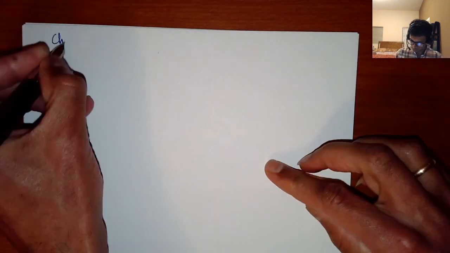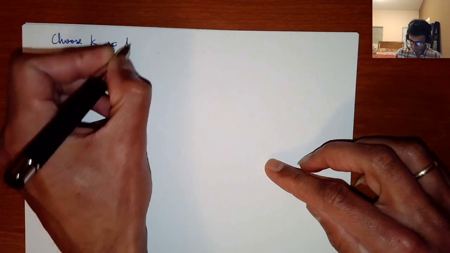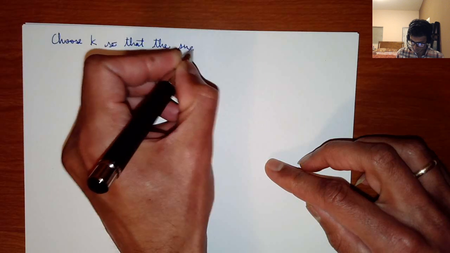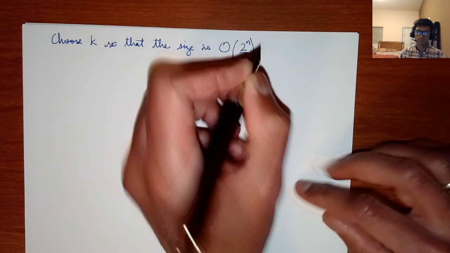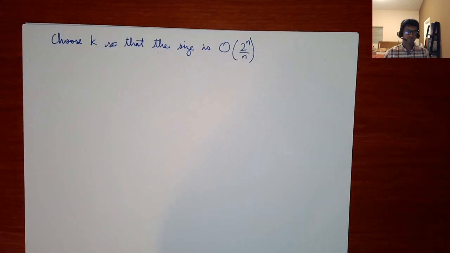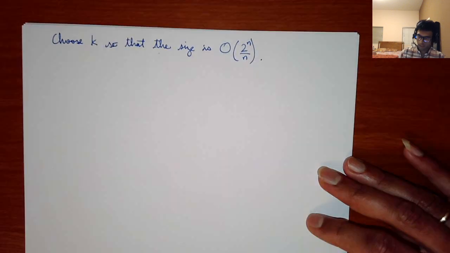So now choose k so that the size is O of 2 to the n divided by n. And that's basically your homework. You have to do that and then write all of this stuff down. And that would end the proof.